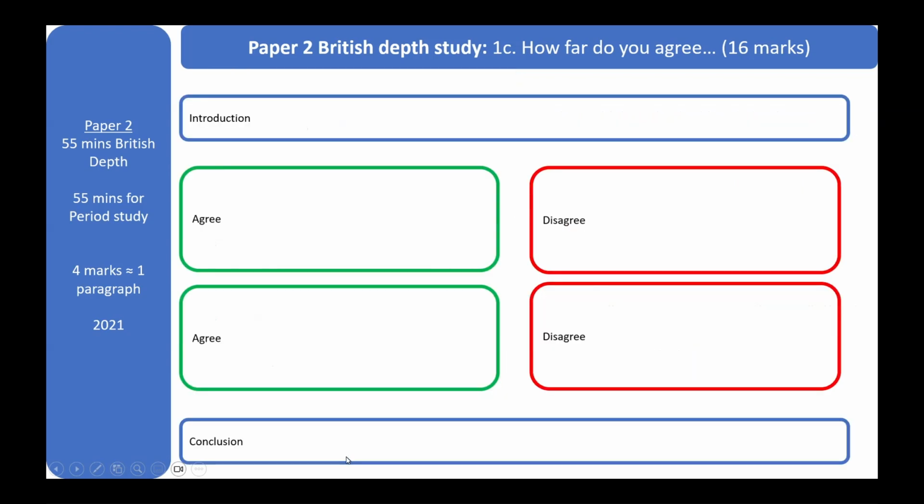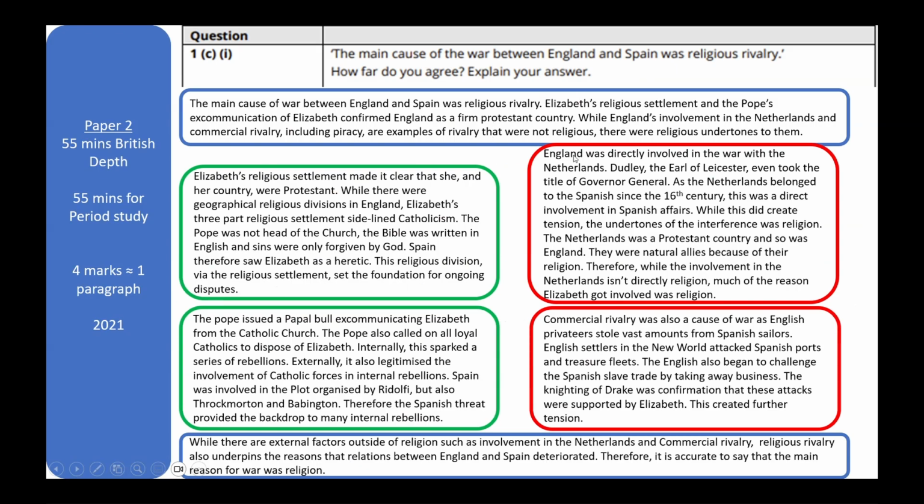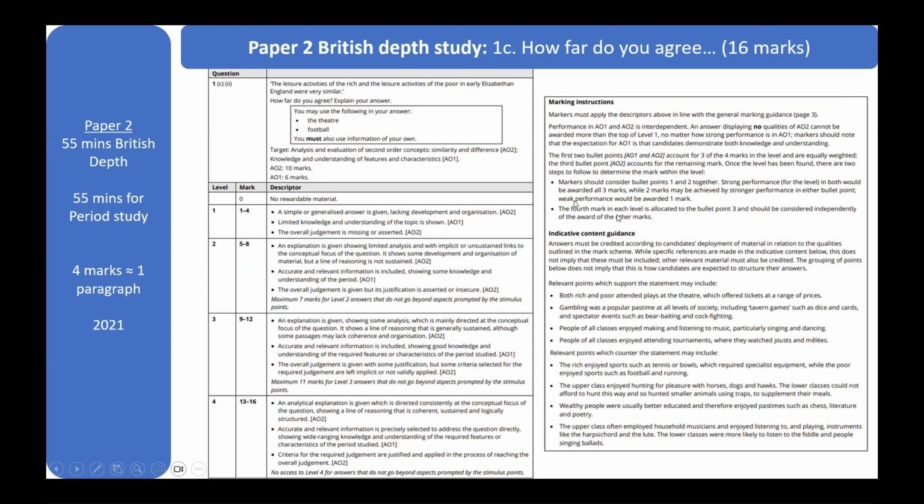And like I did for this question, make sure that if you're disagreeing with something, you also show a reason to agree. And that's just for the people that are going to get into level 4, by the way. So this bit here, the people that are looking at 8s or 9 grades. So the indicative guidance is here. So relevant points to support this statement that the leisure activities were very similar is both rich and poor attended the theatre. Gambling was a popular pastime at all levels of society. People of all classes enjoyed making and listening to music.